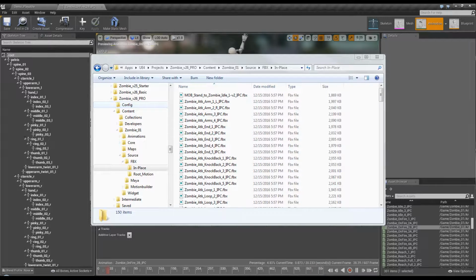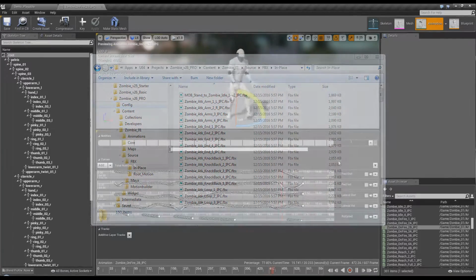So even though the project is a 4.14 project, the animations themselves that you're purchasing with it can be loaded as FBX onto the SK Mannequin into any project as far back as 4.8.